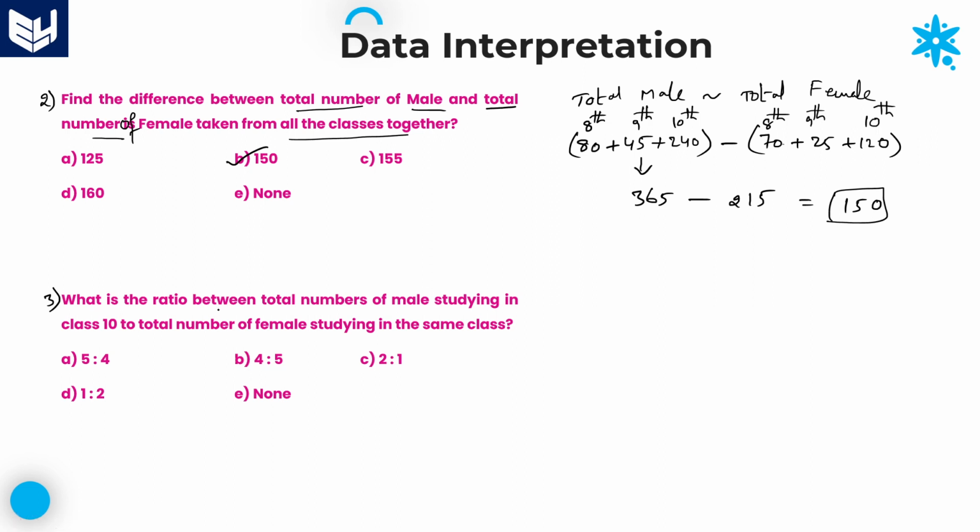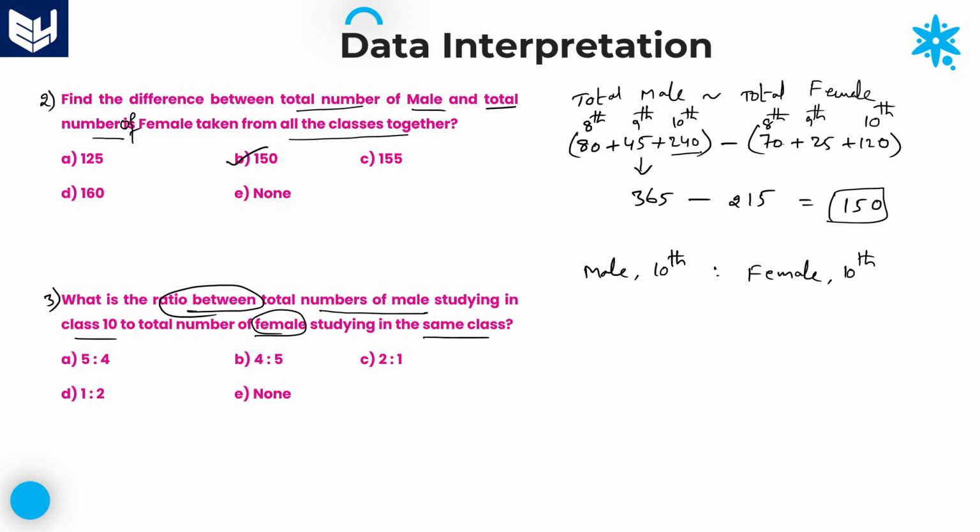See, what is the ratio between? Here I have to calculate the required ratio of which numbers. Here we are talking about the total number of male students studying class 10 to the total number of females studying the same class, females who are studying 10th class. Now we need to calculate the ratio between those two.